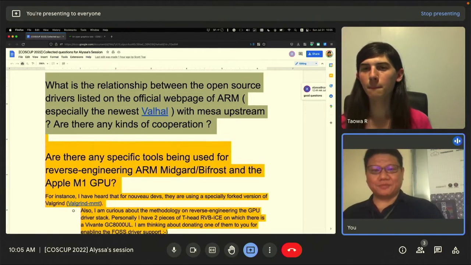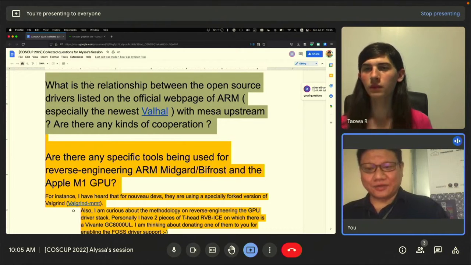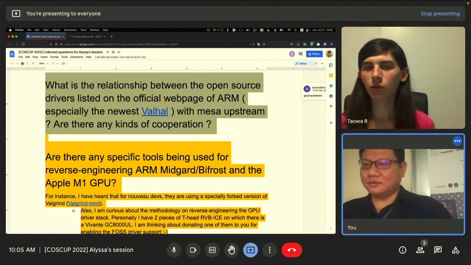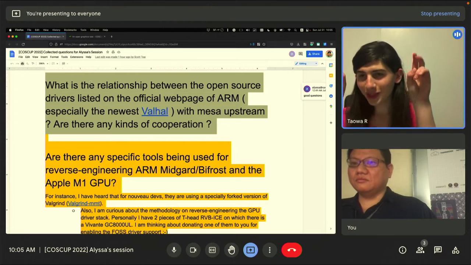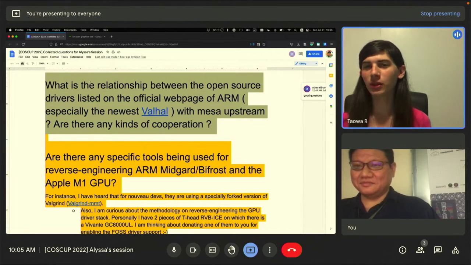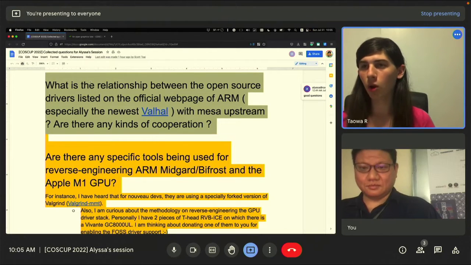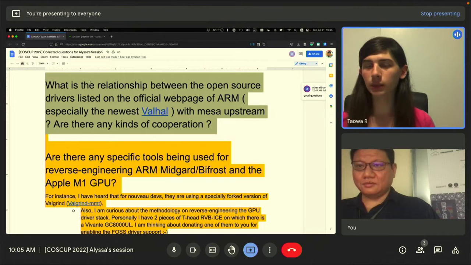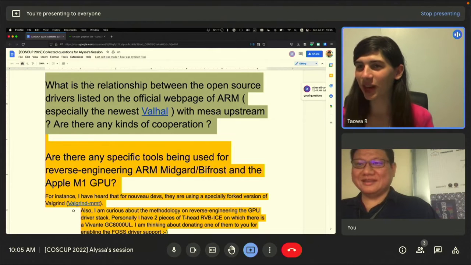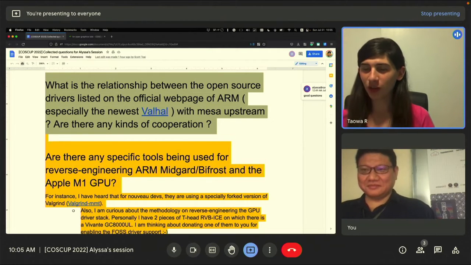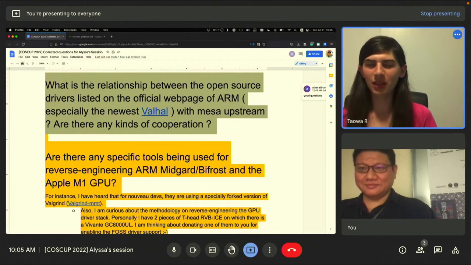So what is the relationship between the open source drivers listed on the official webpage of ARM and the Mesa upstream drivers? Is there any kind of cooperation between the two? Right, so the so-called open source drivers that ARM lists for the Mali devices, they're only talking about that smaller kernel piece. The driver that ARM provides on that page, and this goes for all of the Mali GPUs, is just the piece in the kernel that handles the memory management and the submission of work. It notably is missing everything interesting about the driver stack. There's obviously no shader compiler in there. You're not going to be compiling shaders in the kernel. If you did, I would have questions.